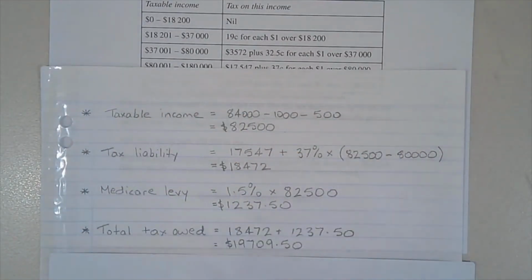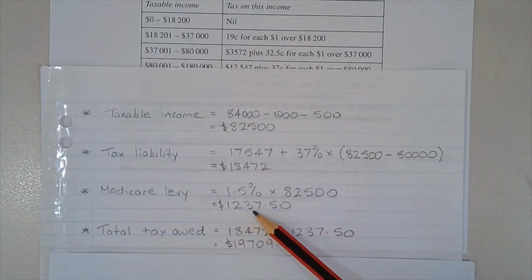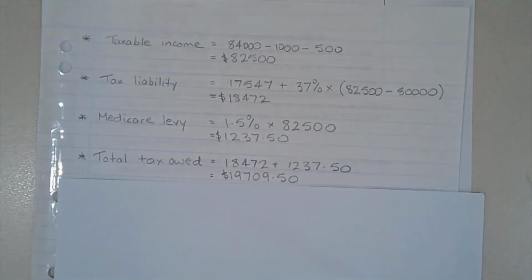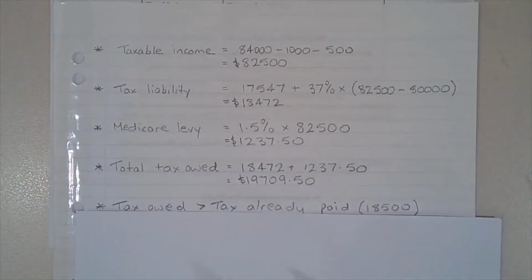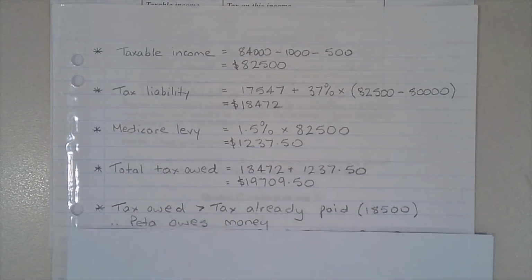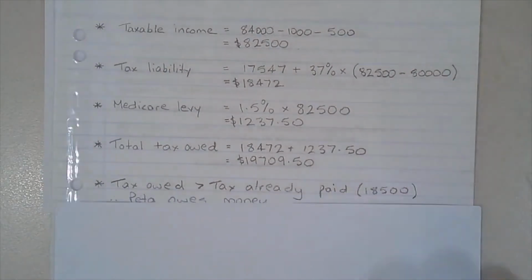So the total tax that Peter would owe would be worked out as $18,472 plus $1,237.50 to give us a total of $19,709.50. Now Peter's only paid $18,500 already, so it's a tax paid up front. So the tax that she owes is more than the tax that she's already paid, $18,500, which means that Peter owes more money. So she'll be sent a bill or an invoice from the Australian Taxation Office.